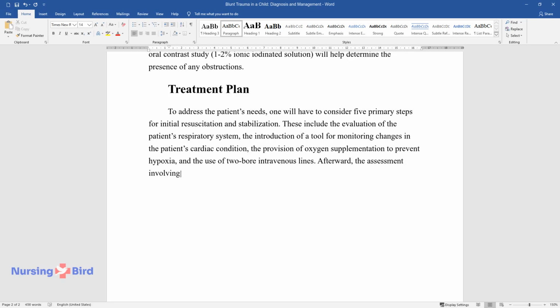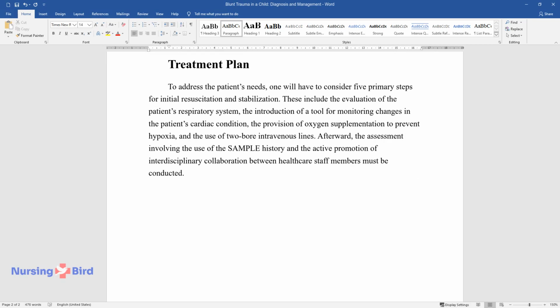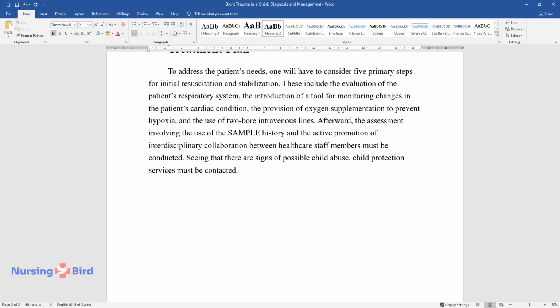Afterward, the assessment involving the use of the SAMPLE history and the active promotion of interdisciplinary collaboration between healthcare staff members must be conducted. Seeing that there are signs of possible child abuse, Child Protection Services must be contacted.